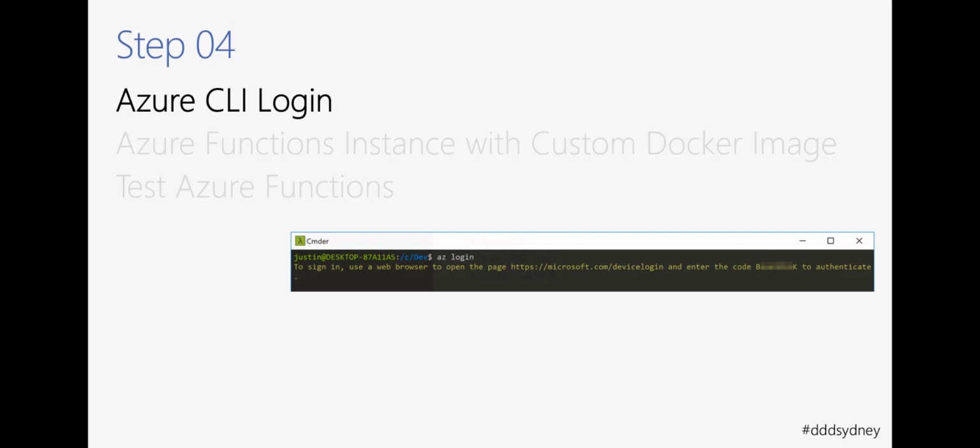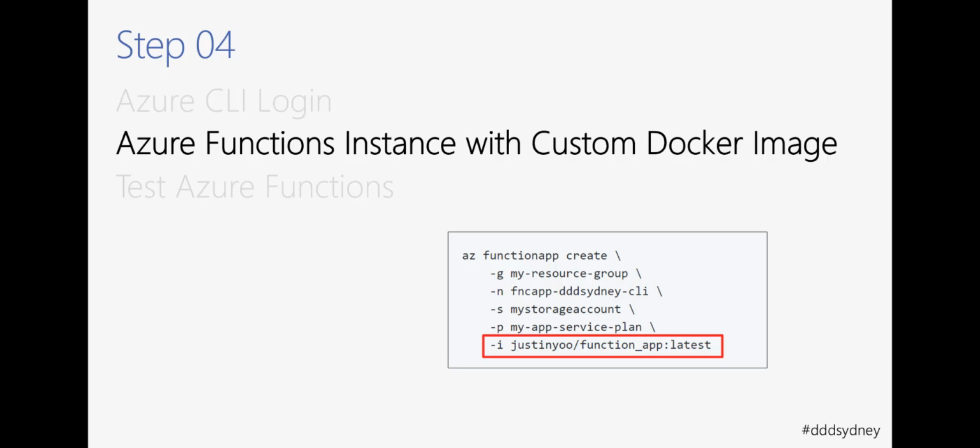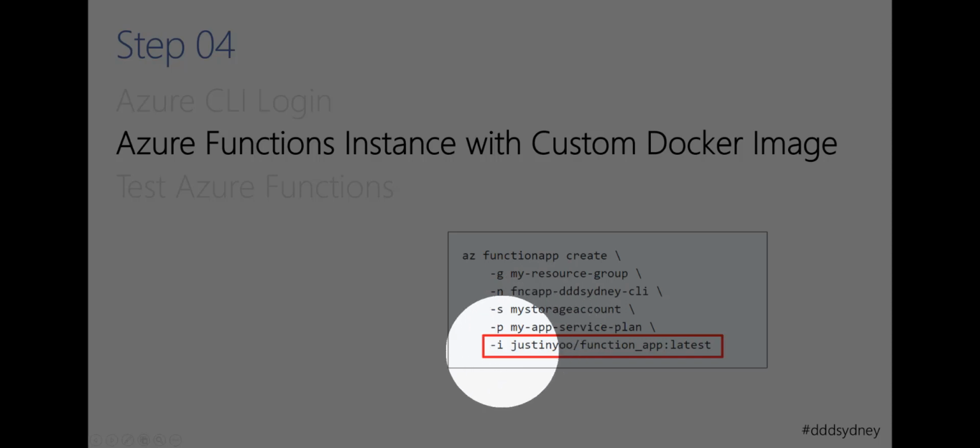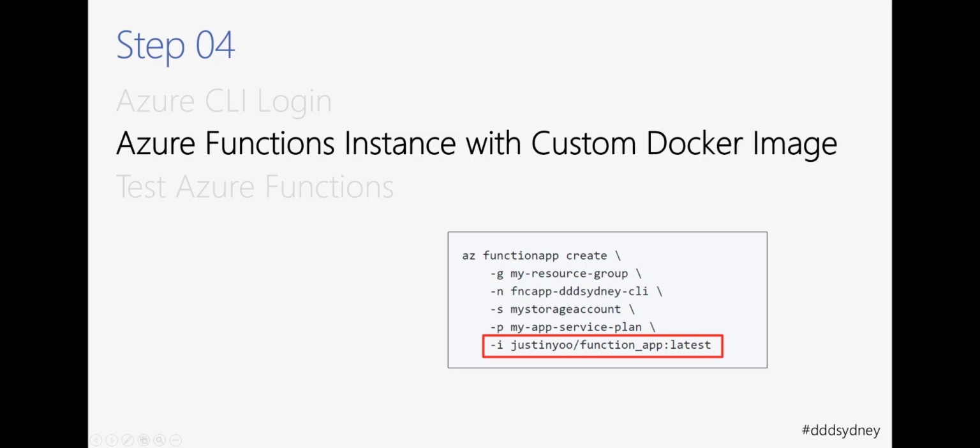First of all, we need to log in to Azure CLI, then create an Azure function instance with just one line of command like this. As a function app creation, we give the resource group, the function instance name, the storage account name, and the app service plan name, and finally we give the Docker Hub custom container image repository like this. Once we run this command, it automatically spins up a function instance without any hassle.